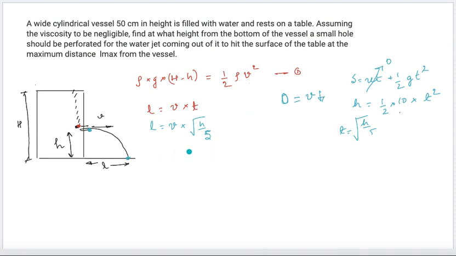Now L is equal to the value of v is, these two will cancel out, root over of 2g into capital H minus h, into root over of h by 5, right?